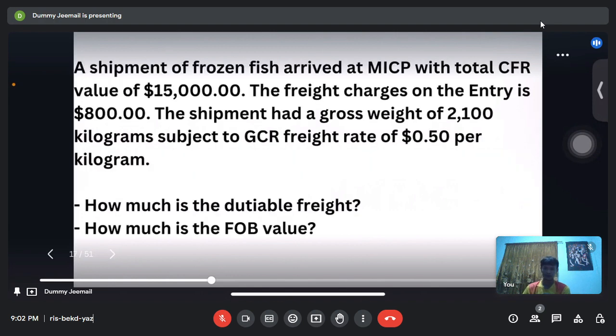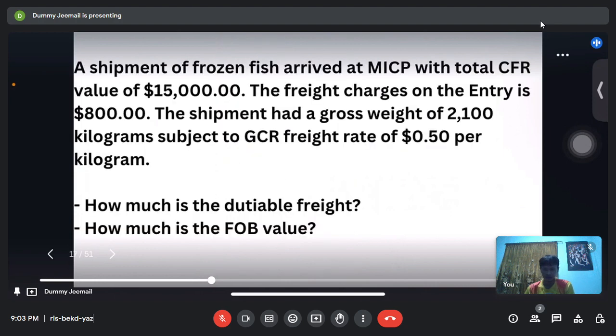Example 3: a shipment of frozen fish arrived at MICP with a total CFR value of $15,000. The freight charges on the entry is $800. The shipment had a gross weight of 2,100 kilograms subject to a GCR freight rate of $0.50 per kilogram. So how much is the dutiable freight? And also, as part of the problem, how much is the FOB value?